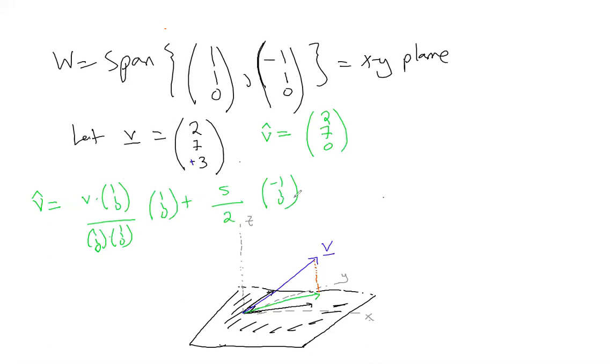Okay, I just did that one in my head. And so you get 9 halves (1, 1, 0) plus 5 halves (-1, 1, 0). And so you get (2, 7, 0), exactly V hat. Yeah, so it matches our intuition.